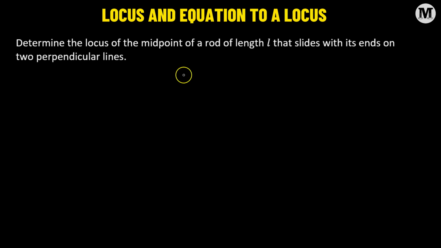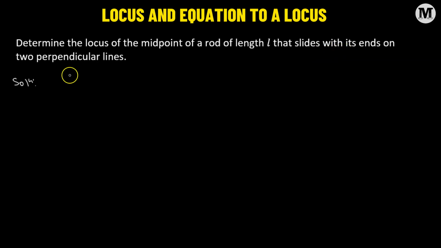Determine the locus of the midpoint of a rod of length L that slides with its ends on two perpendicular lines. Let us begin. Here, we'll start with the case where there are two perpendicular lines. The rod of length L slides with its ends on those two perpendicular lines.